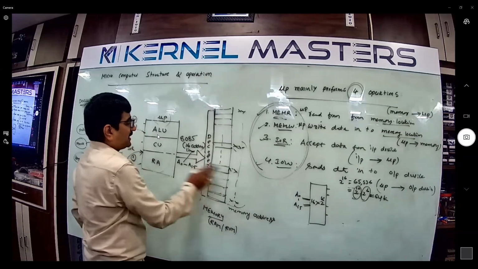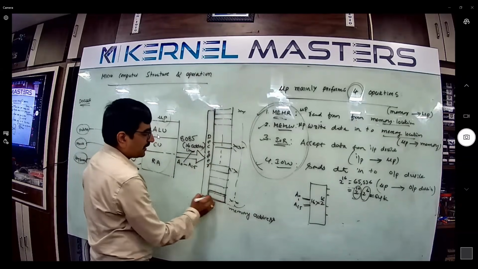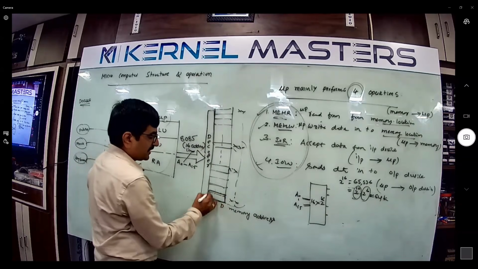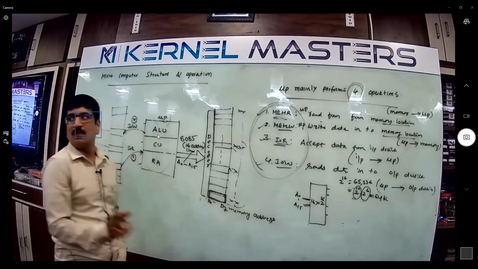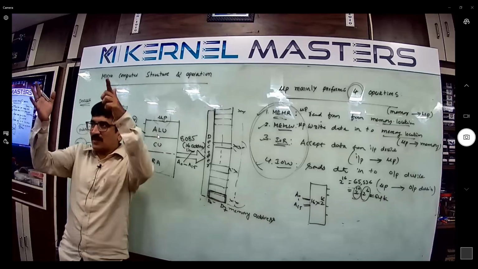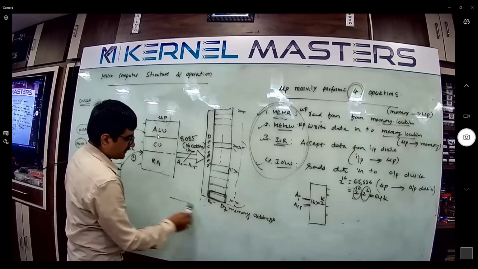Similarly, every location contains some data, the size of the register. The size of the register is 8 bits. Width of the memory is 8 bits only. Okay, now you can see.